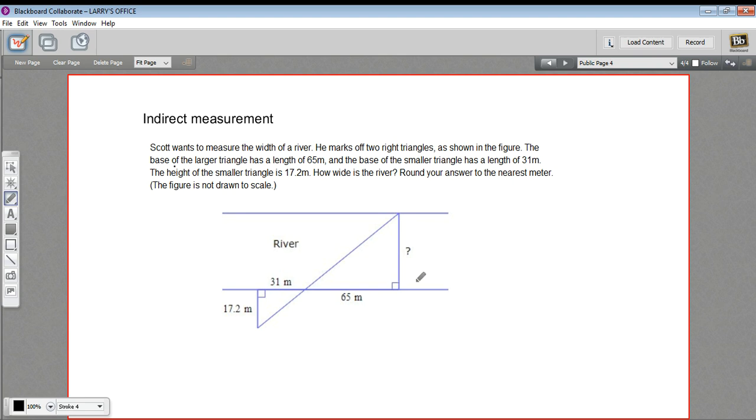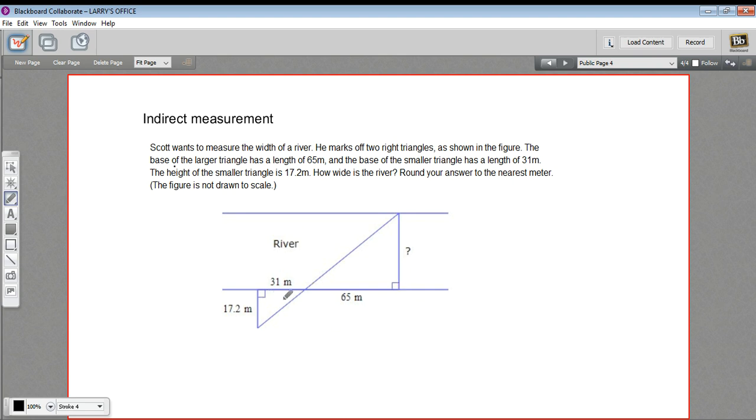and maybe it was too tough to wade into the river and stretch a measuring tape across. The river's too deep or too swift. But this distance here is easily measured on the land. So the thing you need to know about a problem like this is that these two triangles are similar.